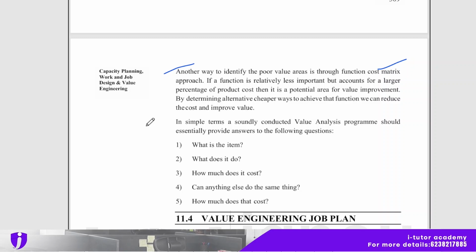In simple term, a soundly conducted value analysis program should essentially provide answer to the following question: what is the item, what does it do, and how much does it cost? Can anything else do the same thing, and how much does that cost? So these are the questions for the same.